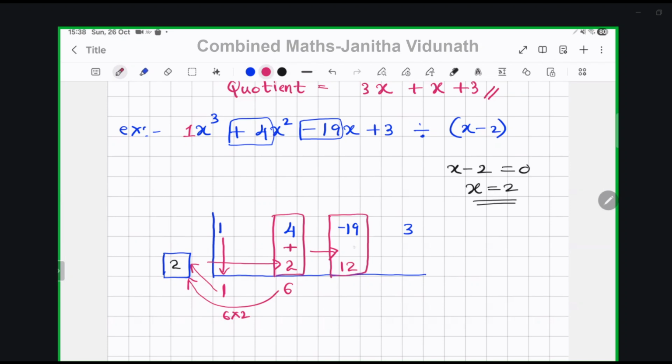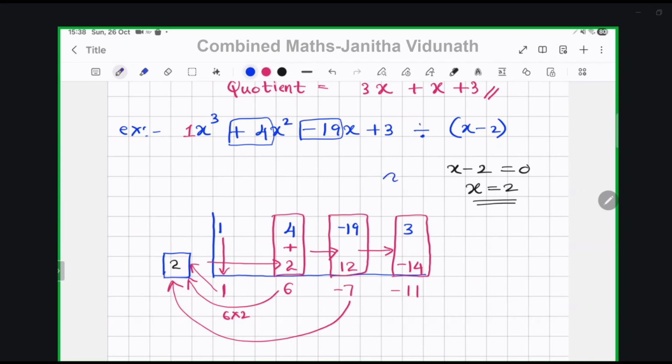Then we sum up the numbers inside the same column. That means minus 19 plus 12 is minus 7. Then again, we multiply that number with the number inside the box. That means minus 7 times 2 is minus 14. Then we move that number to the next column. That means minus 14. Then we add up the numbers inside the same column. That means plus 3 minus 14. When we sum up those two numbers, we get minus 11.